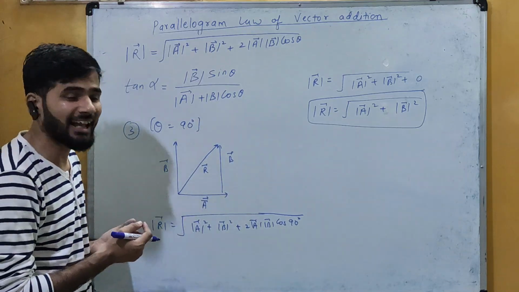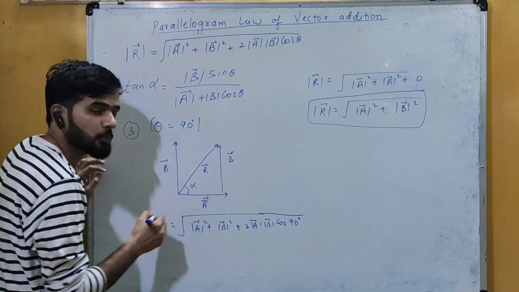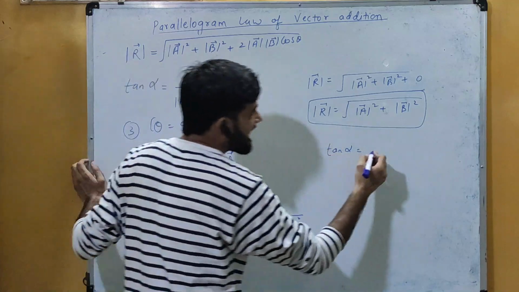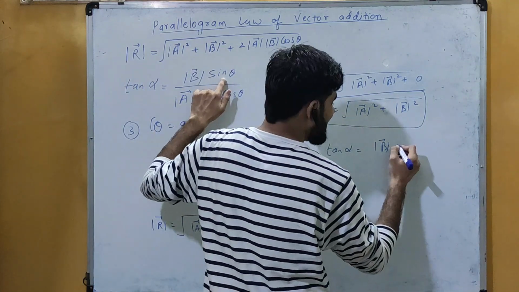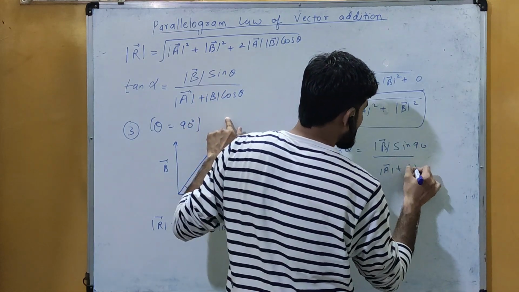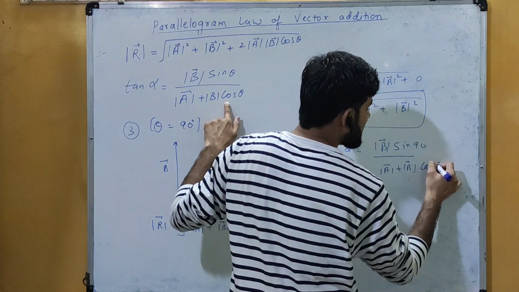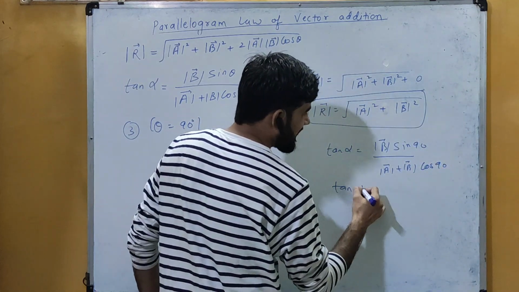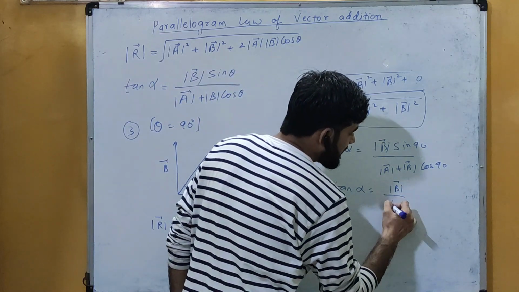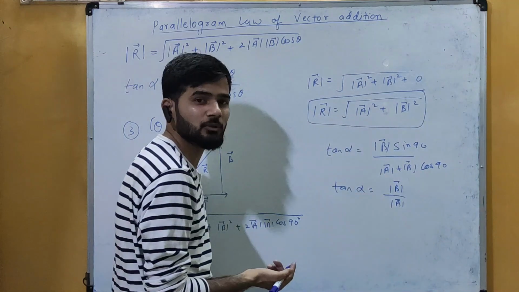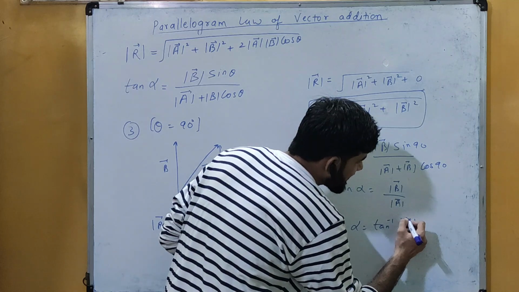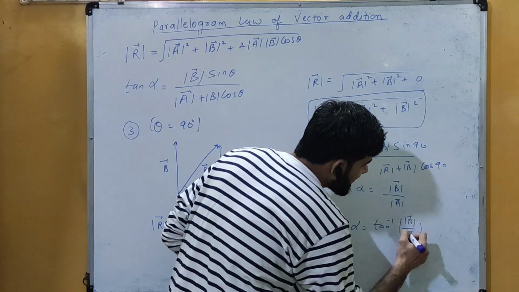Now what about the resultant angle? If I consider this angle to be alpha, then I can write tan alpha from this formula: B sin theta, that is sin 90, divided by A plus B cos theta, that is cos 90. So tan alpha is equal to sin 90, which is 1, so vector B upon vector A and cos 90 is equal to 0. So simply alpha is equal to tan inverse of vector B by vector A.